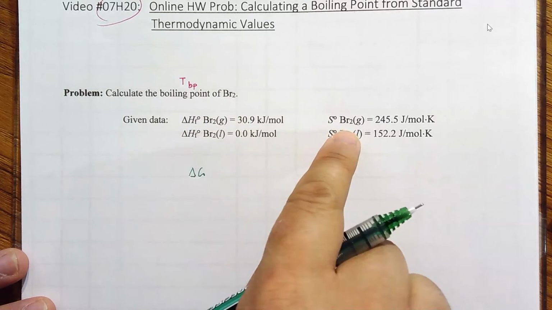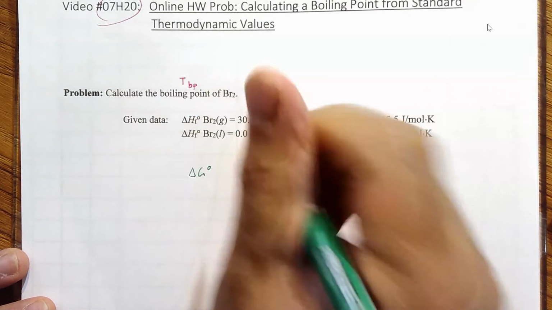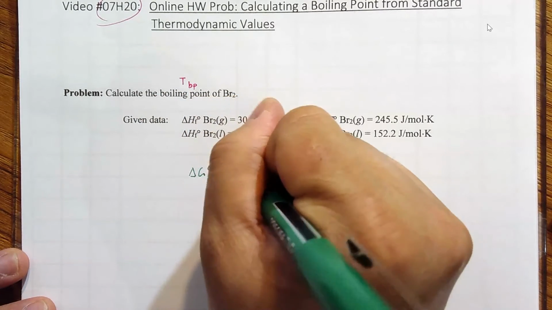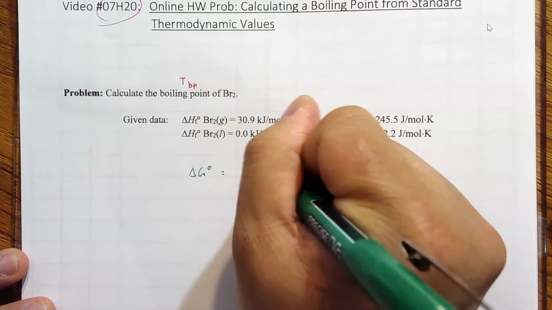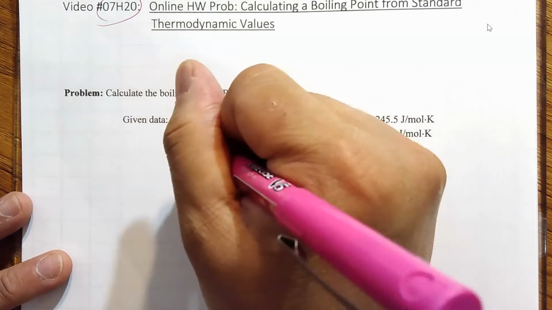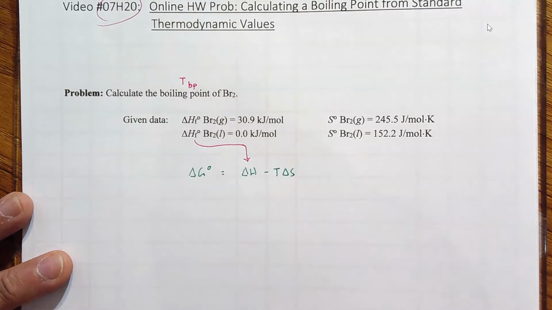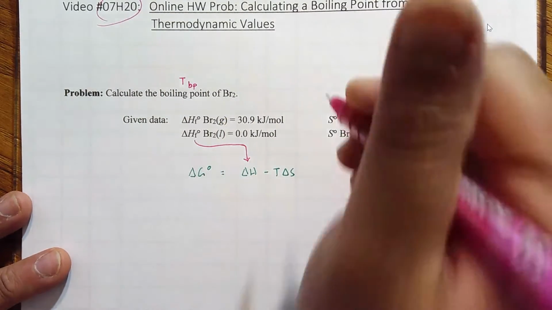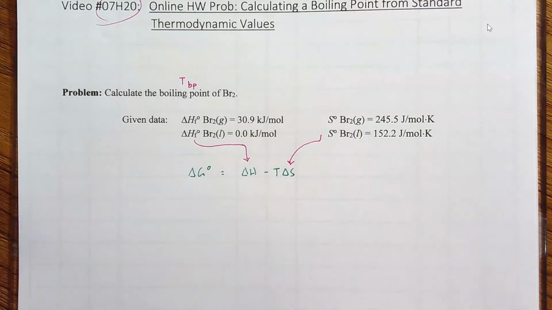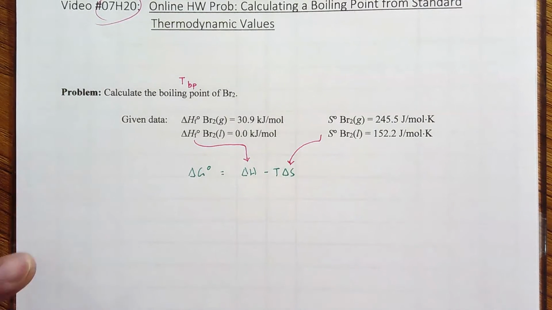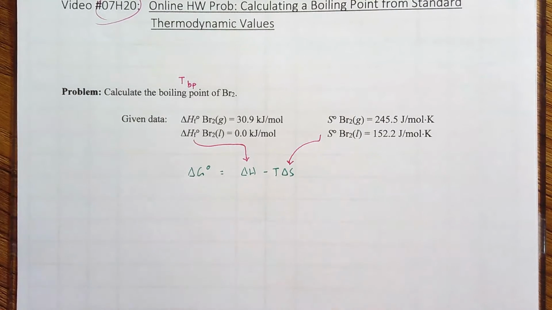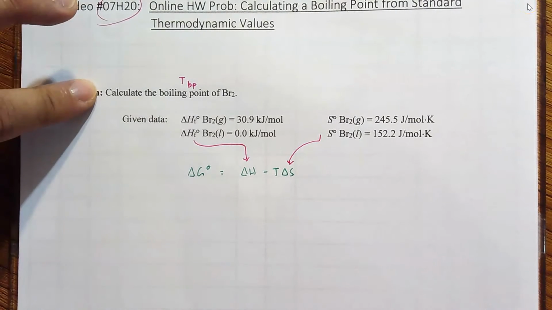It's in standard states or standard conditions, so we'll call it delta G naught equals delta H minus T delta S. So I'm good with using this to get the delta H. I'm good with using these values to get delta S. The issue is, what is T and what's delta G, and how do I relate it to the boiling point?